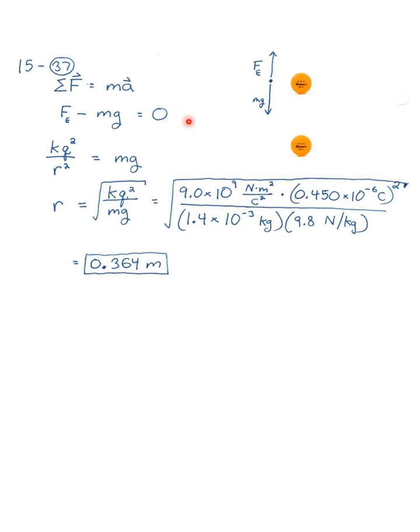And we want to solve for the distance between them. So let's go to this next line. I've turned the electrical force to kq squared over r squared, and I've added mg to both sides of the equation. So we have this line. Let's continue to solve algebraically for r, and you get the square root of kq squared over mg. You can see I've plugged in the numbers here, and you should get 0.364 meters.